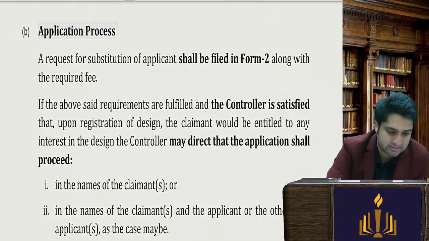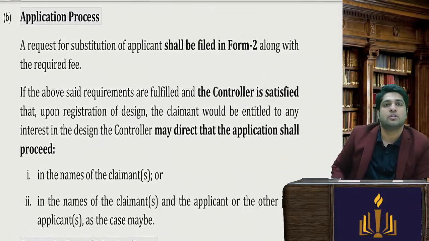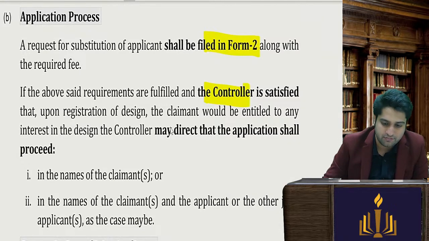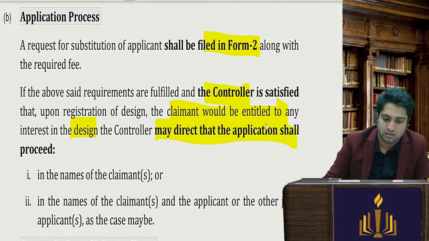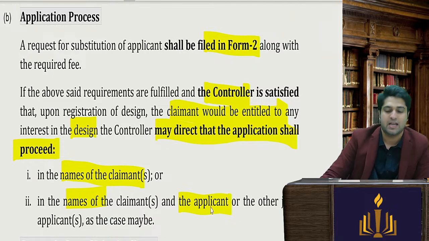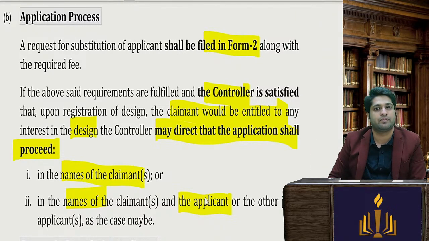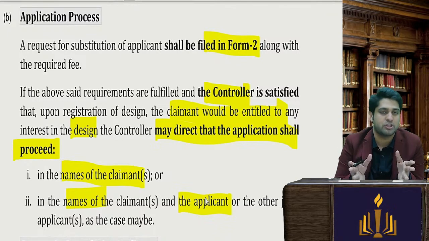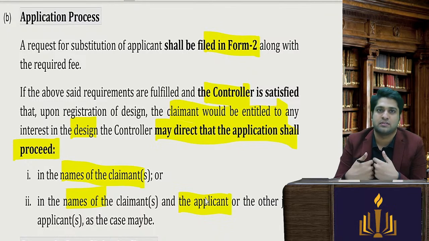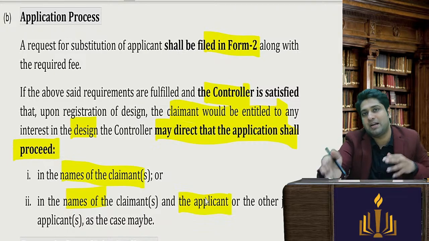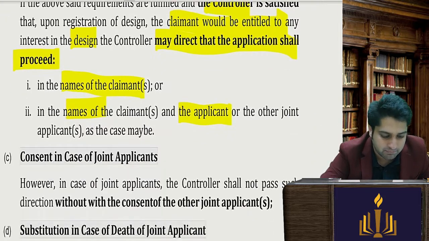Now, application process. A request for this application will be made in Form 2 to the controller, and if he is satisfied that the claimant would be entitled to the interest in the design, he may proceed with the application in the name of the claimant, or in the name of the claimant and the applicant jointly. So what is happening is that someone is saying join my name or substitute the name. It could be a court case. After a court case I have won, before it is granted, I can say that, listen, he has applied, remove his name, I won the case, put it in my name.